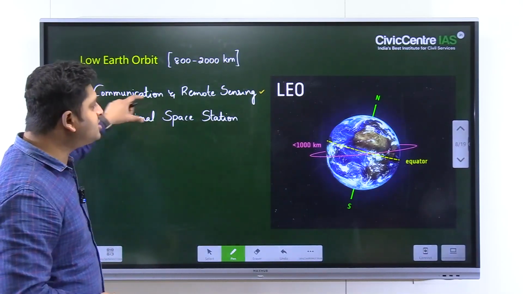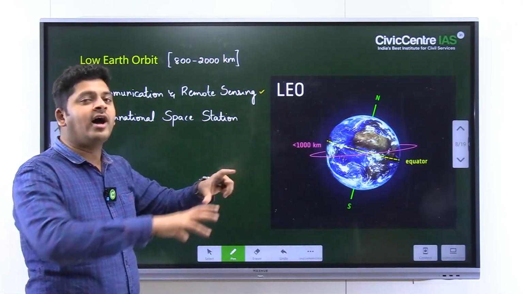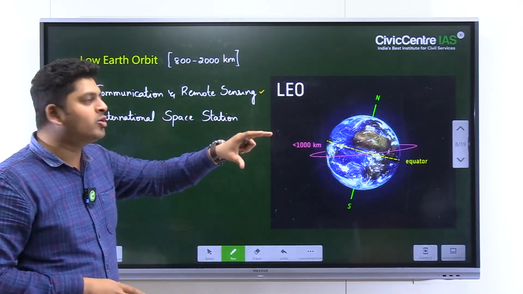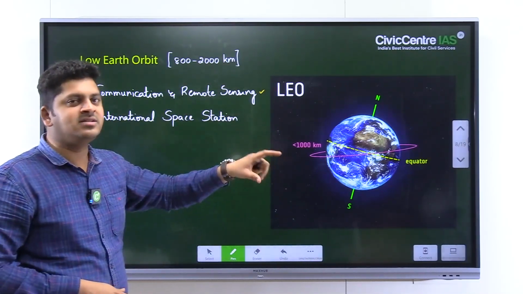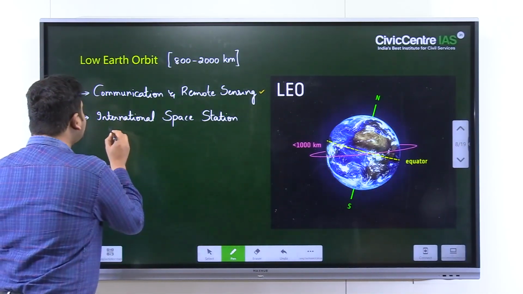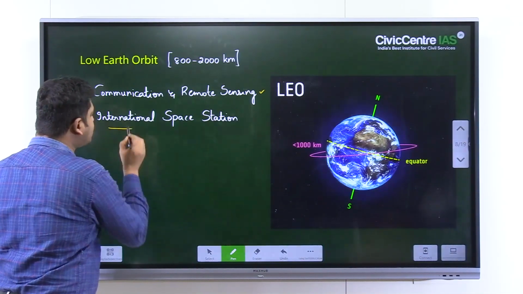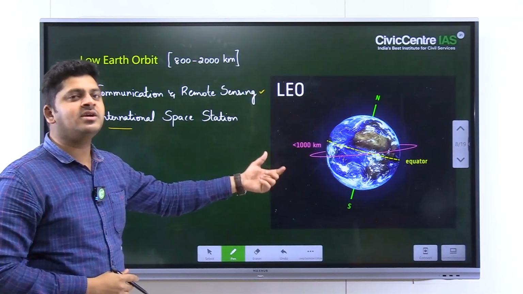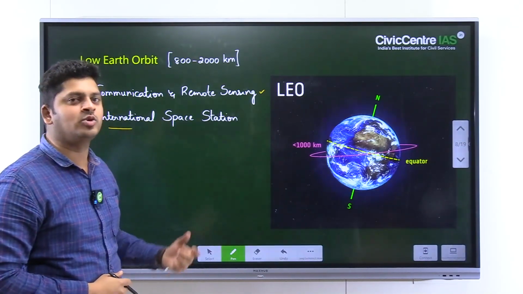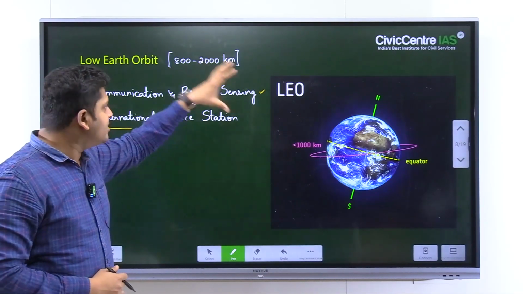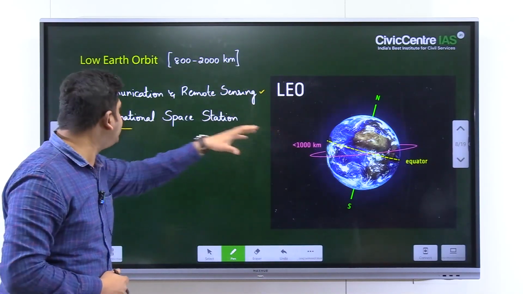The communication satellites put in low Earth orbits have a network of satellites, which are at different places, and these help us with the communication. And the International Space Station, where research happens in space, is in this orbit, because it is very easy for the astronauts to travel back and forth between space and Earth. This is the significance of the low Earth orbits.